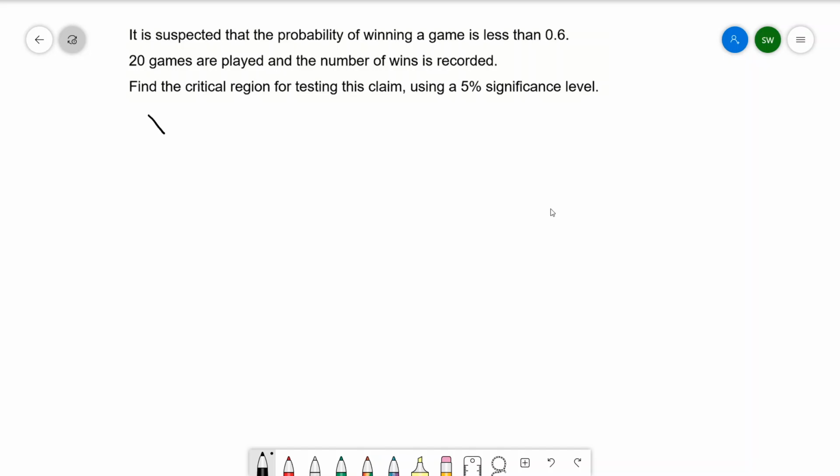So the first thing that we need to do is define a variable, and I'm going to use capital X. This is going to be the data that we get given in order to test this claim. So in this case, X is going to be the number of wins out of 20 games. Okay, and let's say that P is the probability of winning a game.